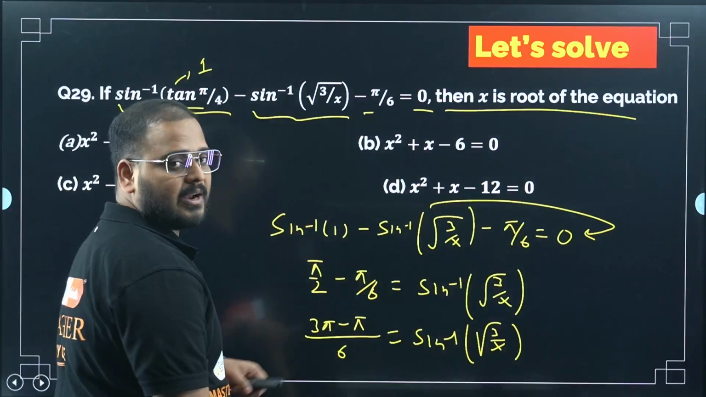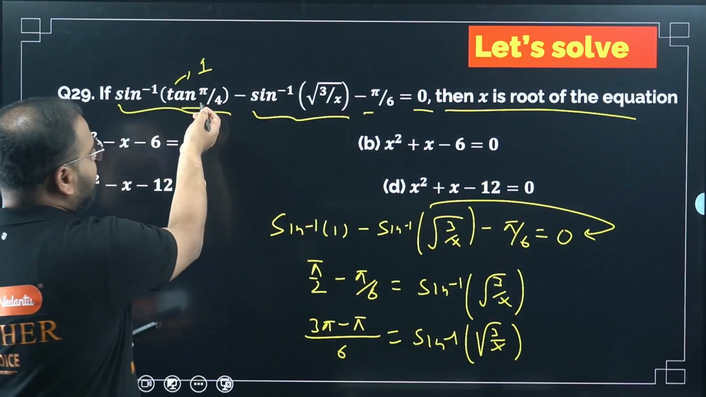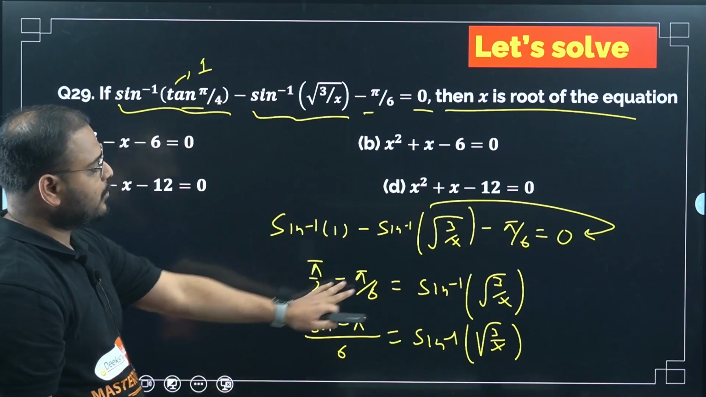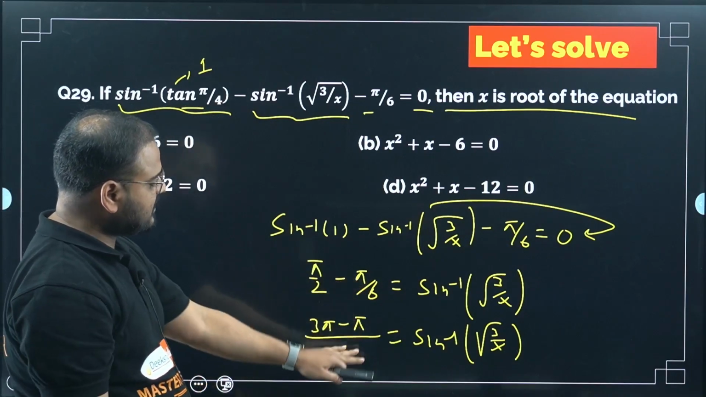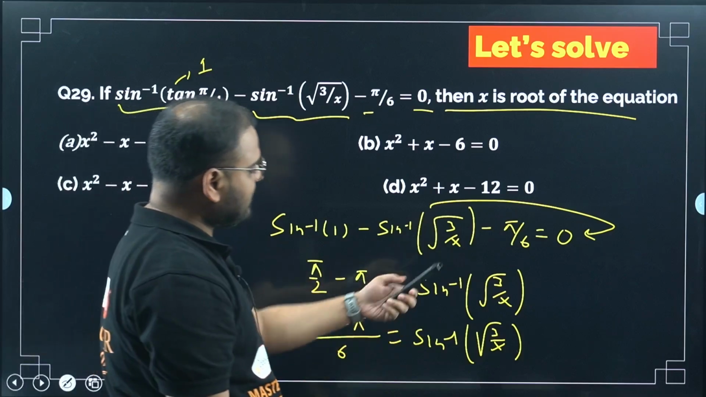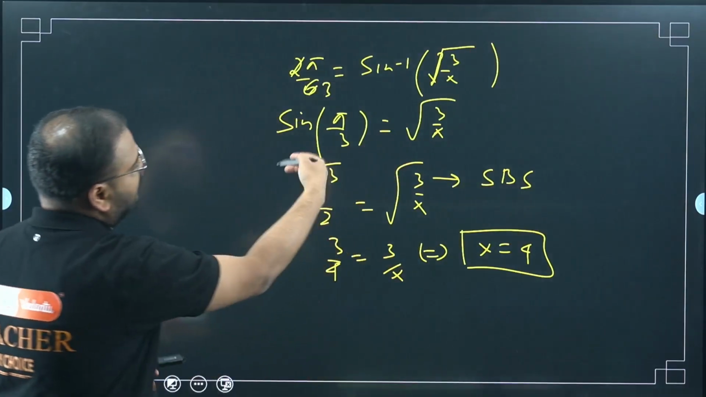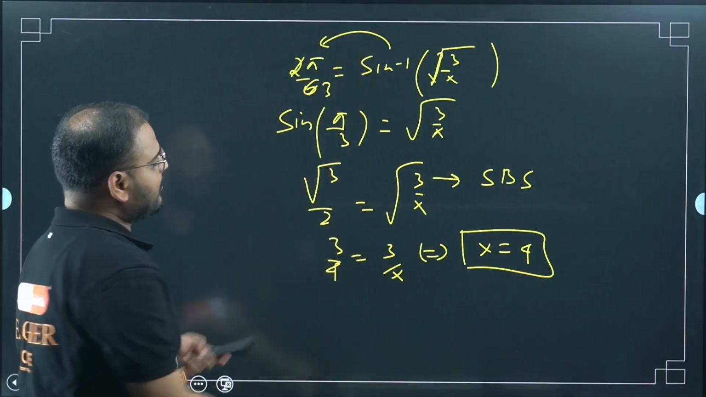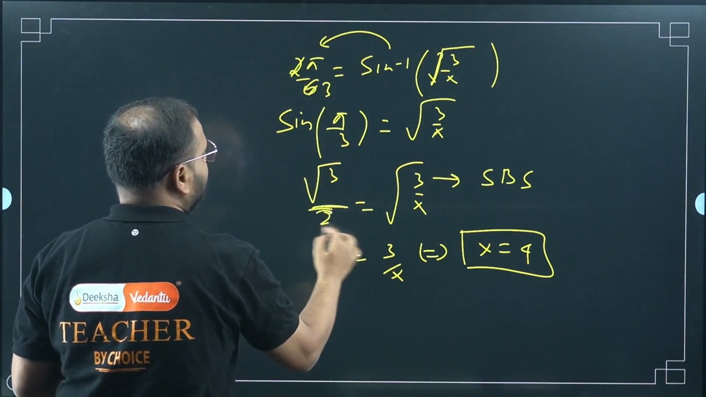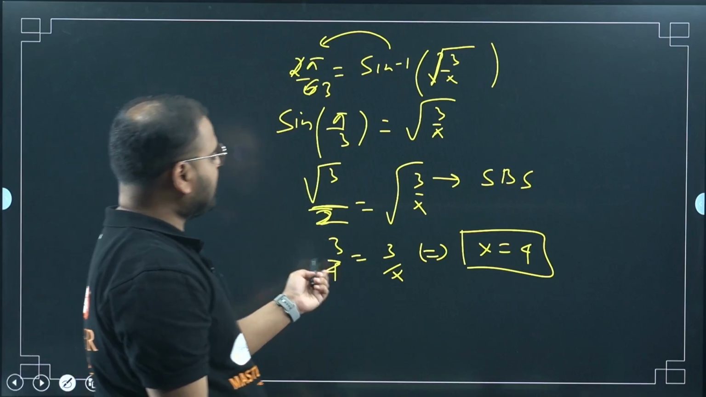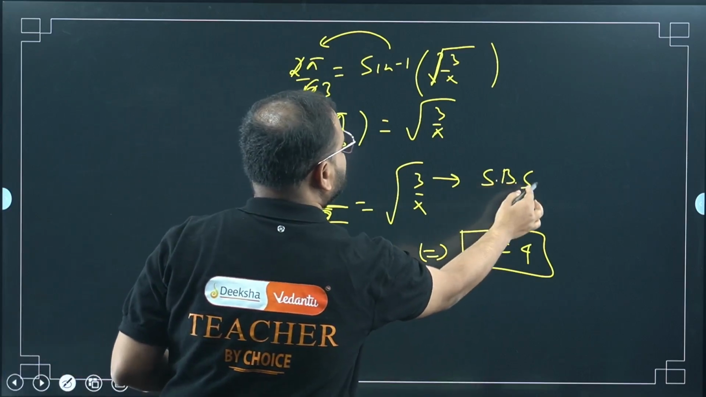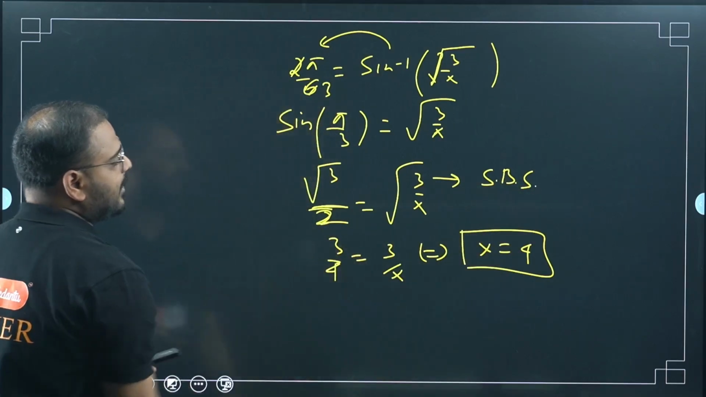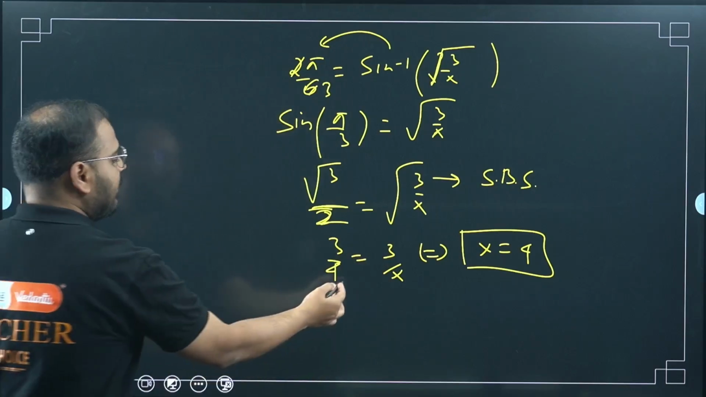See, we took the expression tan pi by 4 is 1, simplified it, pi by 2, took the LCM of 2 and 6 as 6, simplified it, took the sin 3 on that side, and so then operated sin on this side. I got sin pi by 3, which is root 3 by 2. Squaring on both sides, we got 3 by 4 equals 3 by x, so x is nothing but 4.